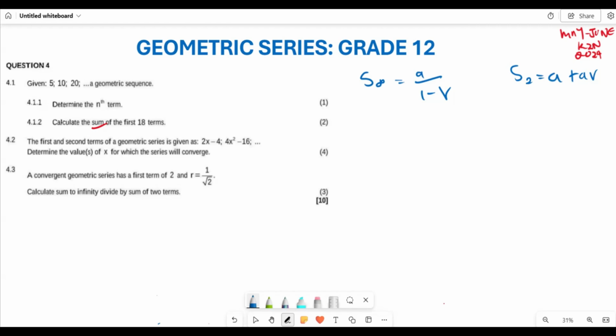Now I want to start here. I want to start with this, right? Here they are saying sum to infinity. What is sum to infinity? This is sum to infinity divided by the sum of two terms, right?